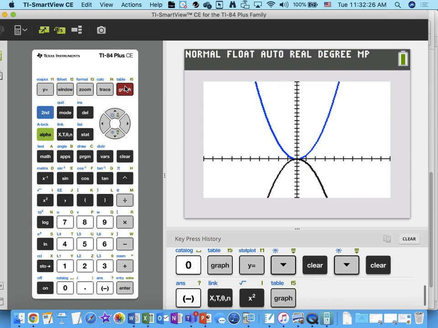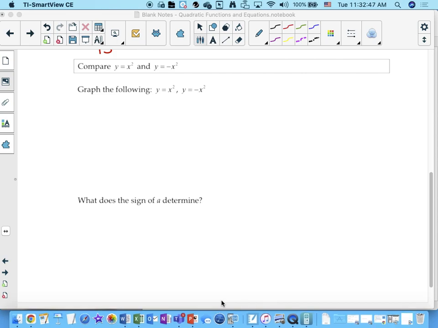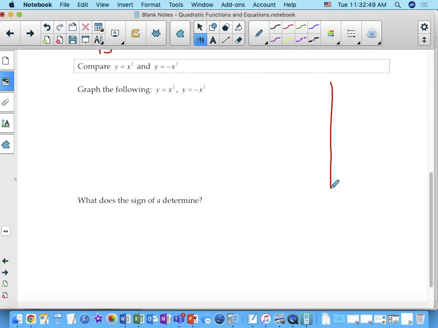Okay, so what happens when I make a negative? Flips, yeah. So we call that for a parabola the direction of the opening. Okay? The direction of the opening changes from up to down. Okay? So if we graph that quickly, here's y equals x squared. Here's y equals -x squared.